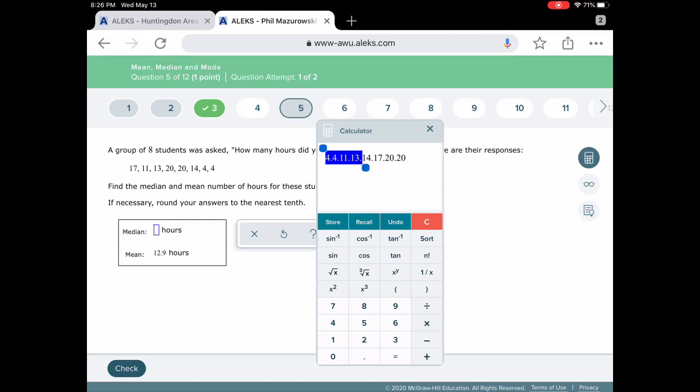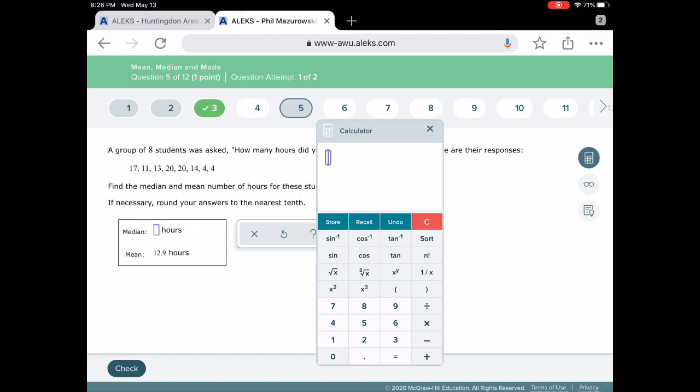Now I highlighted the first 4 numbers because I know there's 8 numbers. So I know there's going to be 4 bottom numbers and 4 top numbers. So I'm looking at right in the middle of 13 and 14. And as I said, we can average those. We can take 13 plus 14 and divide by 2. Well, most of us know that right in the middle of 13 and 14 is 13.5.